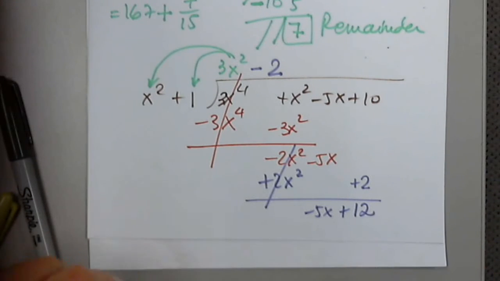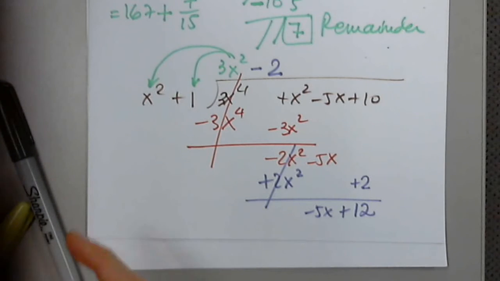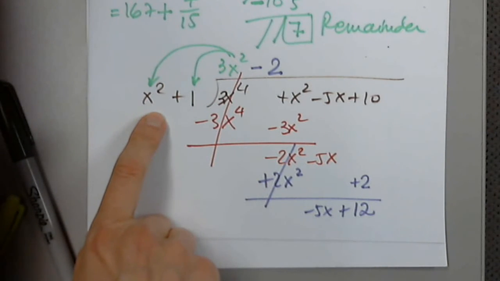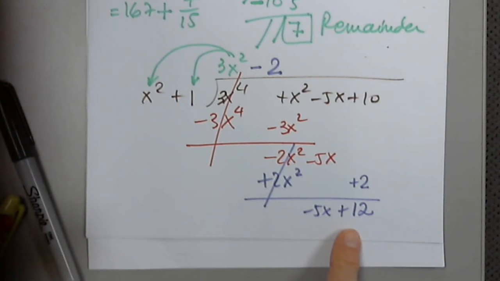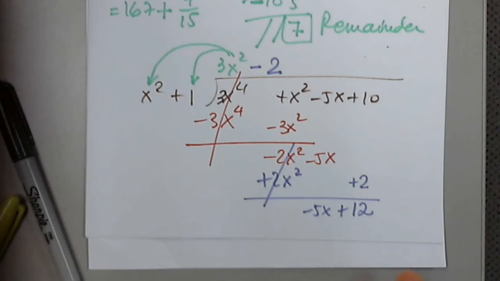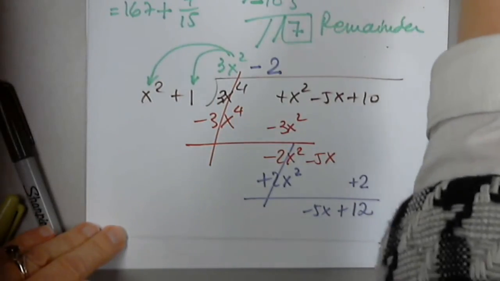Can I continue? No, because the degree of this polynomial is 2, and the degree of this polynomial is, that's it. I have no answer. X squared times what is negative 5x? No answer. So how do I write the final answer for this?